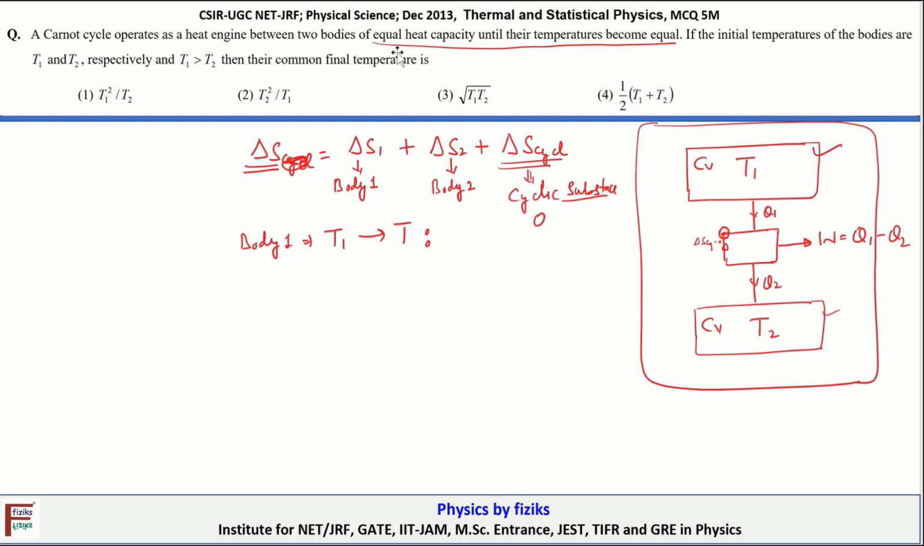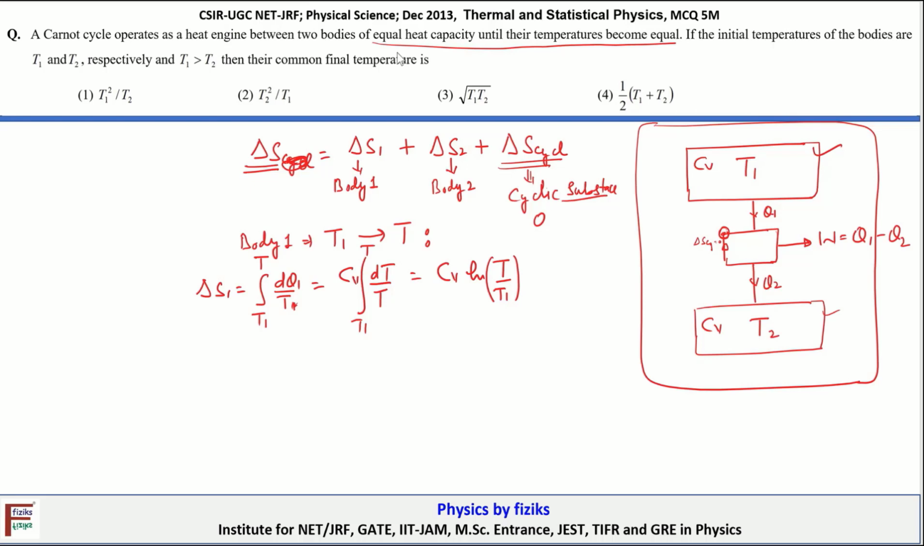The corresponding entropy change for body 1, delta S1, is equal to the integral from T1 to the common temperature T of dQ1 upon T, in general, where the temperature is changing from T1 to T. So dQ1 is given by Cv dT upon T from T1 to T, and that is equal to Cv ln of T final, which is T, upon T initial, which is T1. Okay, that's the entropy change for body 1.